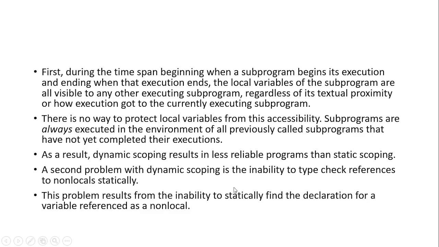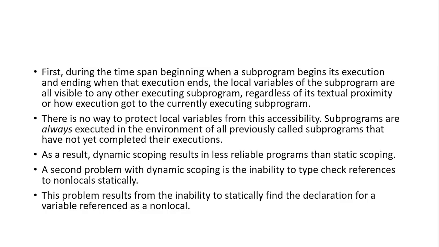The second problem with dynamic scoping is the inability to type check references to non-locals statically. This problem results from the inability to statically find the declaration for a variable referenced as a non-local. Then, accesses to non-local variables in dynamically scoped languages take far longer than accesses to non-locals when static scoping is used. So that is about the scope of variables.